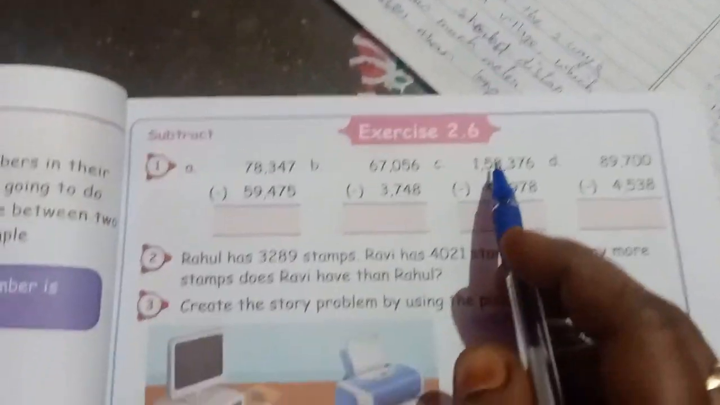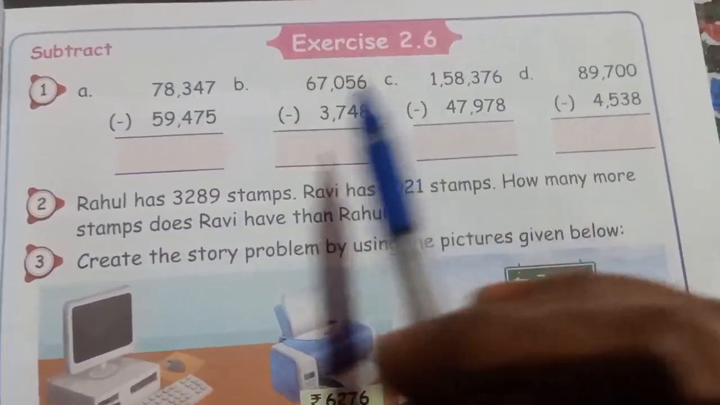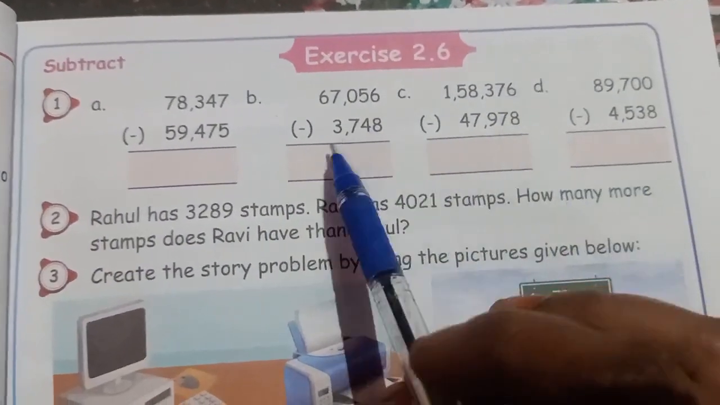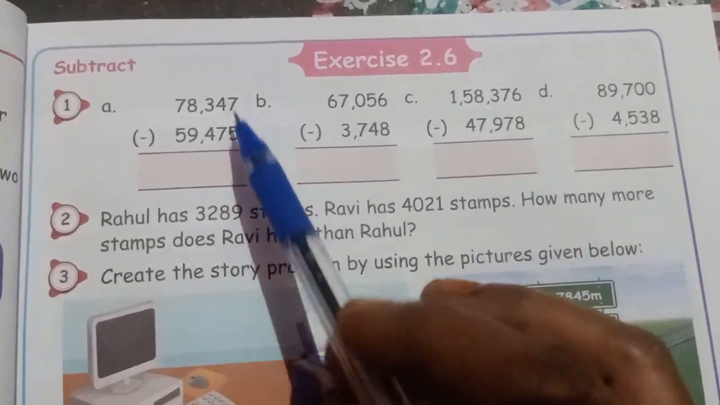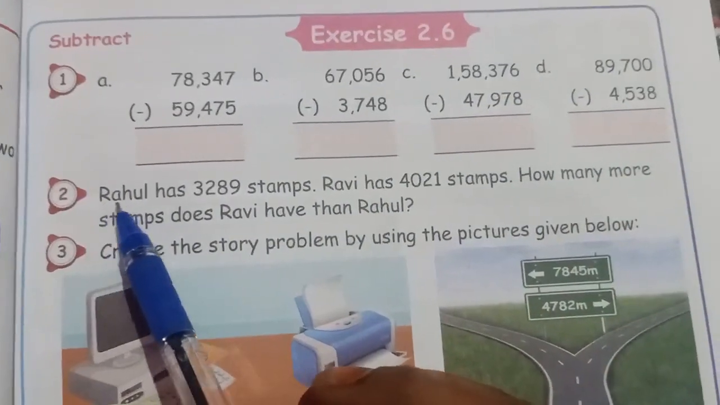Okay. See the next one, exercise 2.6. Okay, ma. See, we have 4 sums. Okay, so A, B, C and D. First sum has 4 sums. So these 4 are also your homework. Okay, neatly write it in your book. Just normal subtraction only. Neatly subtract these. Okay, see the second sum.